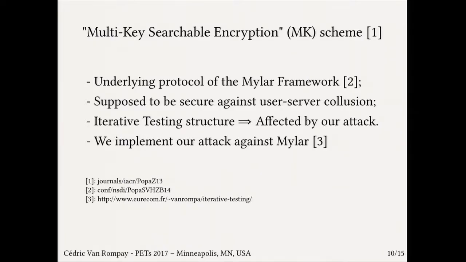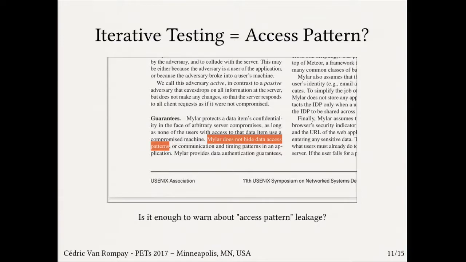Sadly, we do not have an efficient alternative to this structure right now. So our point is that future work should focus on finding an alternative to that. Final point is on the misconception that the leakage induced by iterative testing structure is equivalent to something called access pattern leakage. Here you can see that in the paper of Mylar, the system we attacked, the authors acknowledge that their scheme does not hide the access pattern. Now, all the state-of-the-art protocols in searchable encryption do leak the access pattern, so it makes Mylar seem pretty secure. But we show that the leakage induced by iterative testing is much more dangerous than leaking no more than the access pattern. So it makes this statement a bit misleading.